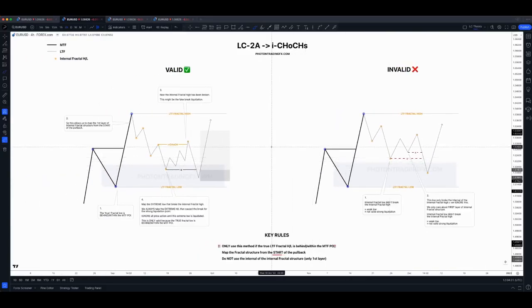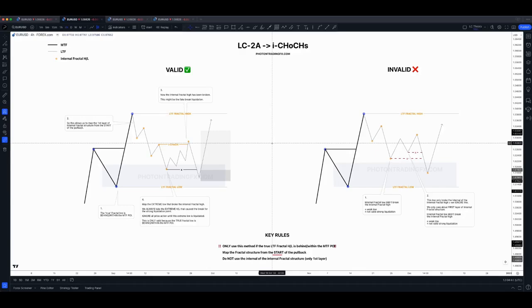Okay? If you find this confusing, it's fine. Just don't even think about internal fractal structure. Literally leave it. It will not make a massive difference to your results. But if you start using this wrong, it will have a huge, probably negative impact on your results. Okay?